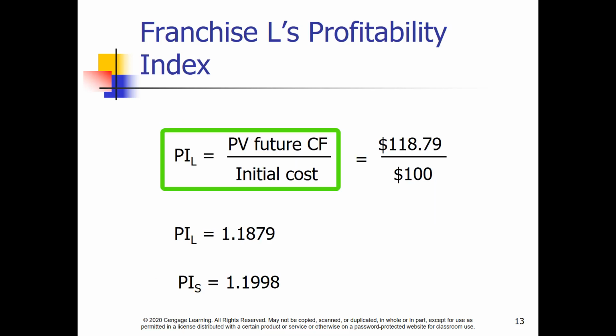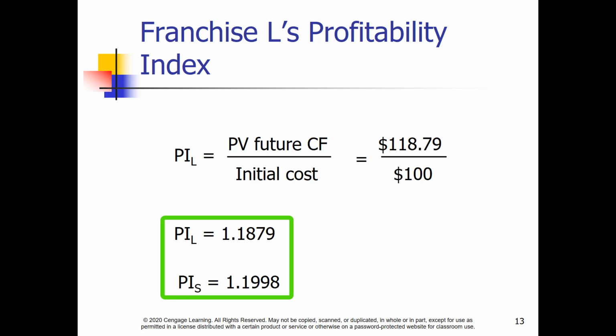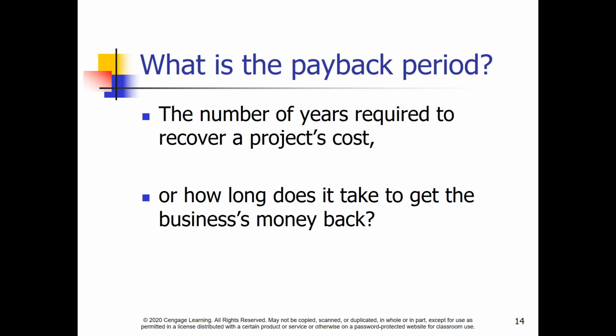Profitability index is computed as shown above. Project L returns $1.1879 for every dollar invested. Project S returns $1.1998. The profitability index can be useful when capital is rationed, but you can't rank mutually exclusive projects using PI. Probably the easiest to understand and possibly the oldest evaluation method is the payback period.